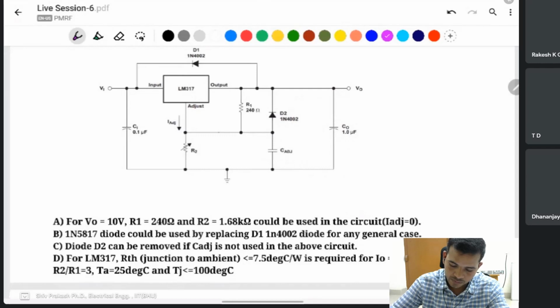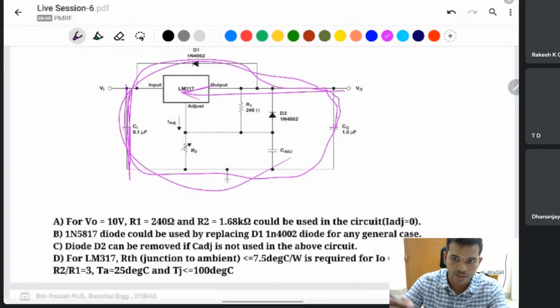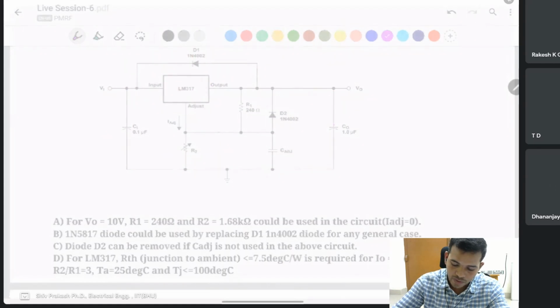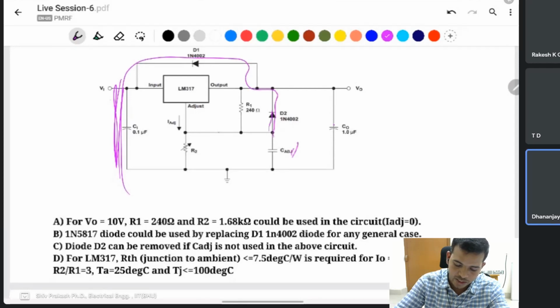Okay. And D1 and the output capacitor, if the input is short circuited, the output capacitor discharges like that. The current does not flow like this. When D1 and D2 both come, if the input is short circuited, then the current flows like this and discharges like that.